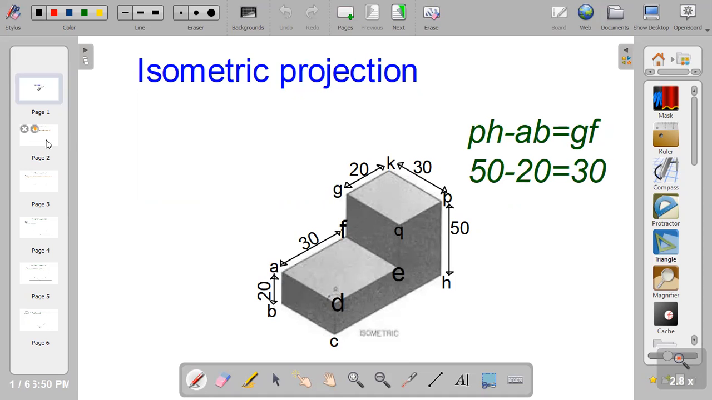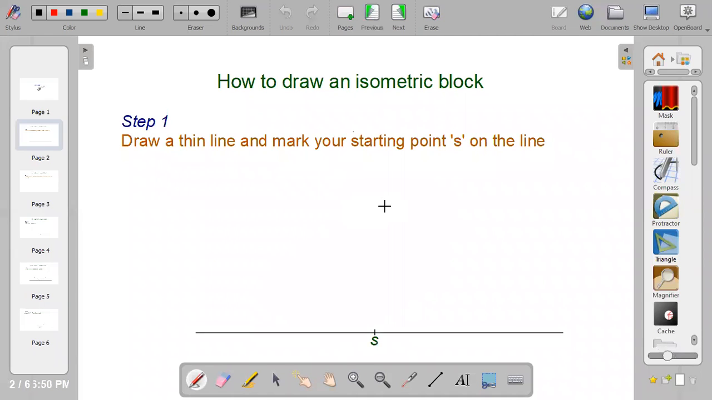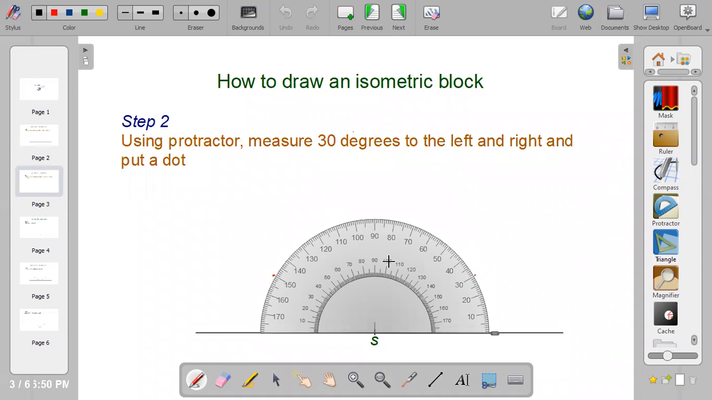So the first thing you are going to do if you want to draw the block in isometric, you draw a thin line with any convenient radius and mark a point on the line as S. The next thing, bring out your protractor, place it at point S, measure 30 degrees to the left-hand side and 30 degrees to the right-hand side. Then put a dot on it.